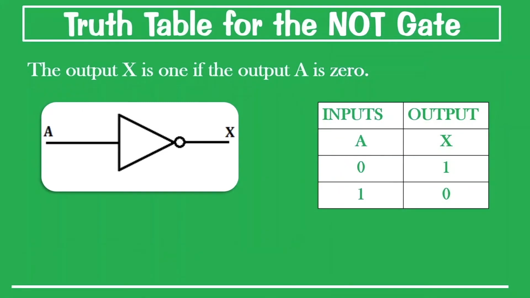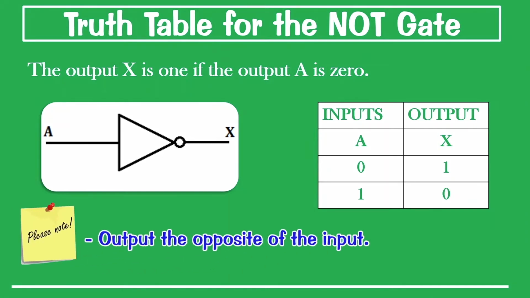As you can see here, viewers, the NOT gate acts as an inverter. It outputs exactly the opposite of the input. The NOT gate gives the opposite or inverse of the current input. Therefore, positive, 1 or on, becomes negative, which is 0 or off, while negative, 0 or off, would become positive, which is on or 1.